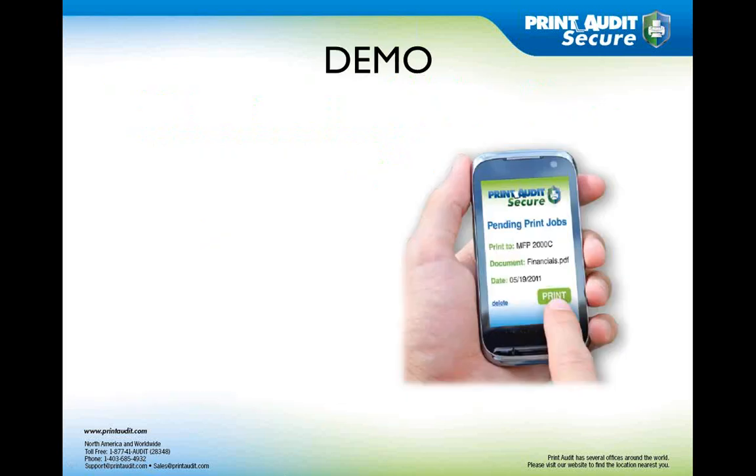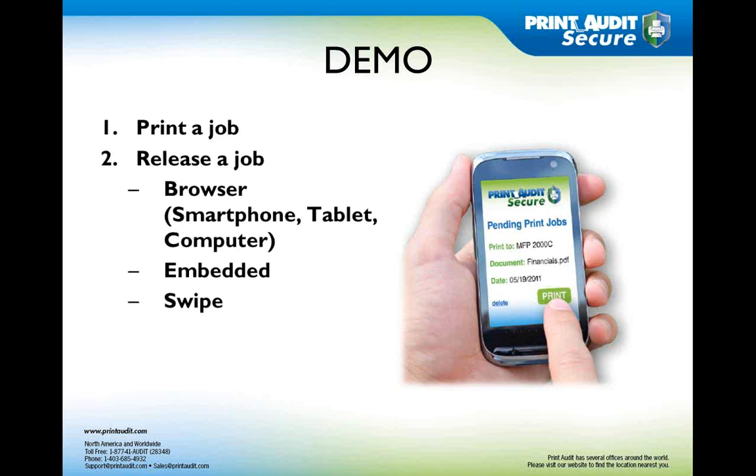So what I'm going to do now is give a quick demo of how the software works. I'm going to start off by printing a job from my workstation, and then I'm going to release a job. You're going to see me releasing it from my web browser. But, of course, as I mentioned before, you can release it from your smartphone, your tablet, any browser-enabled computer. But you'll see it from that. We also have built and are building embedded release for most of the OEM and manufacturers, and those will be released very soon. But again, they're not required. You can use any web-enabled device to be able to release them.